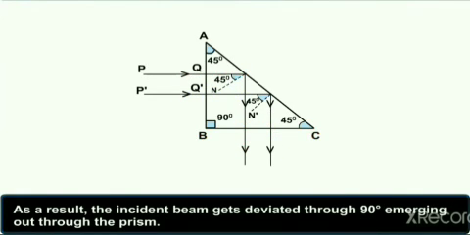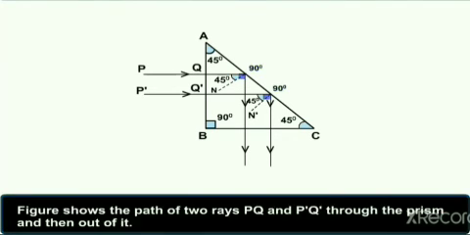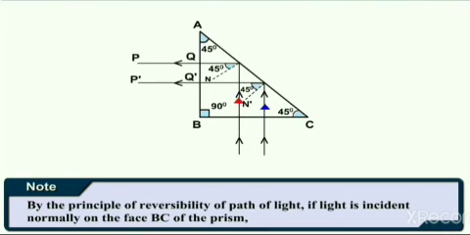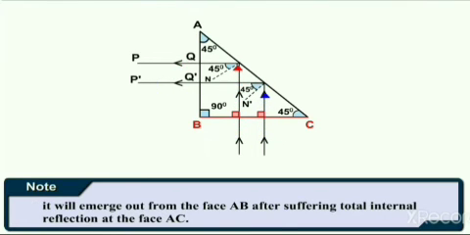As a result, the incident beam gets deviated through 90 degrees, emerging out through the prism. Figure shows the path of two rays PQ and P'Q' through the prism and then out of it. Note, by the principle of reversibility of path of light, if light is incident normally on the face BC of the prism, it will emerge out from the face AB after suffering total internal reflection at the face AC.